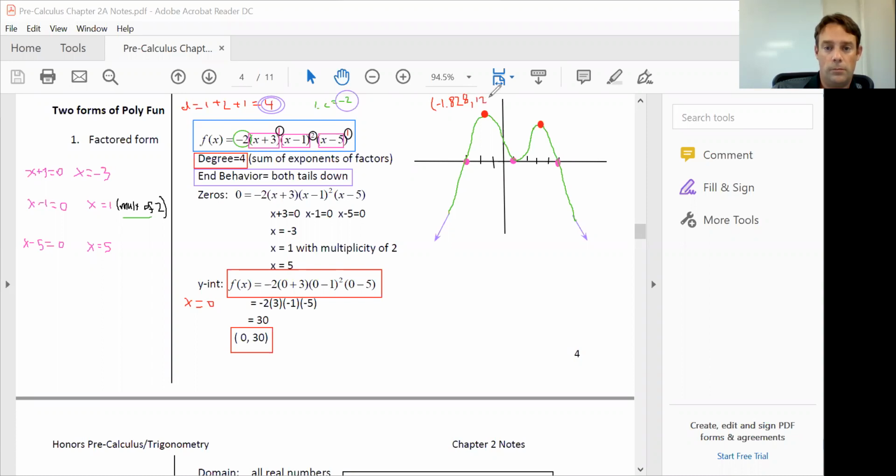This is the point, obviously, you know that's 0, 1. I'm sorry, 1, 0. And this is the point 3.828, 128.